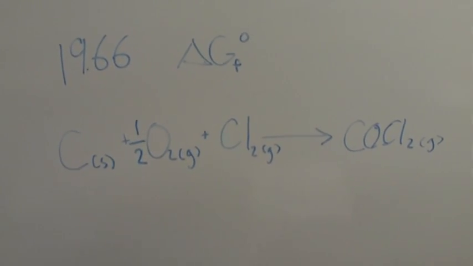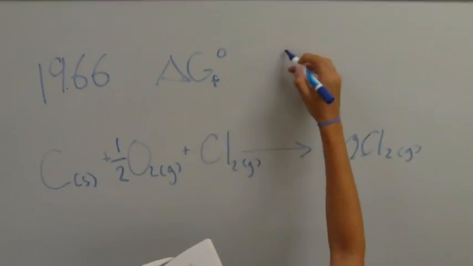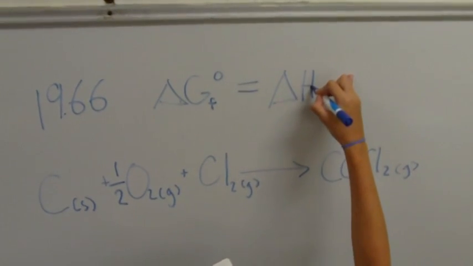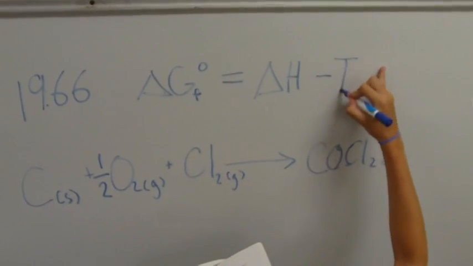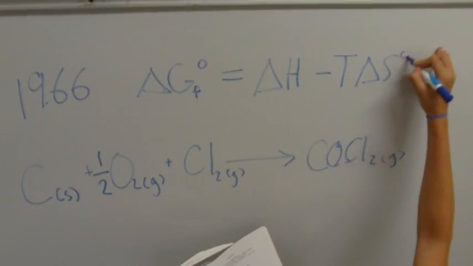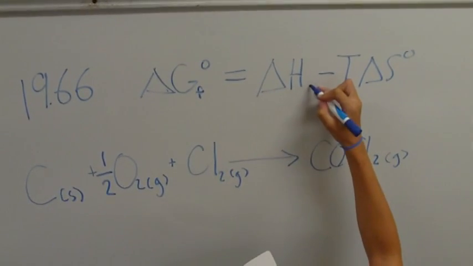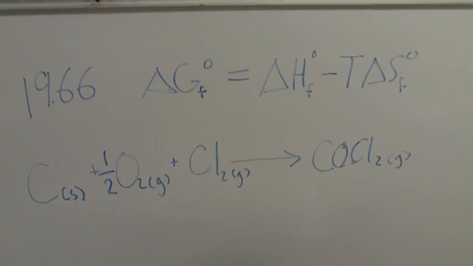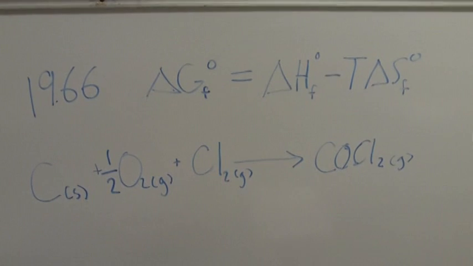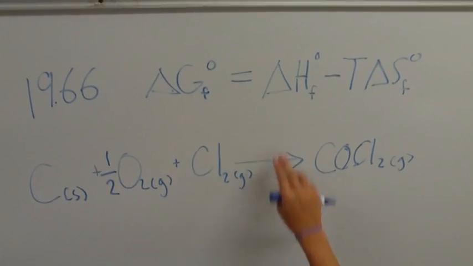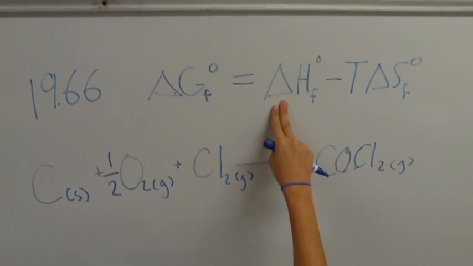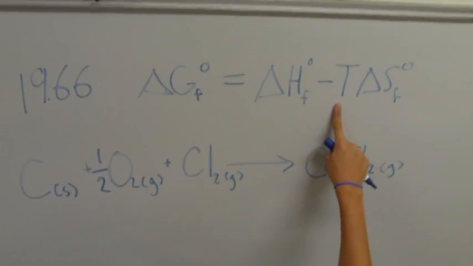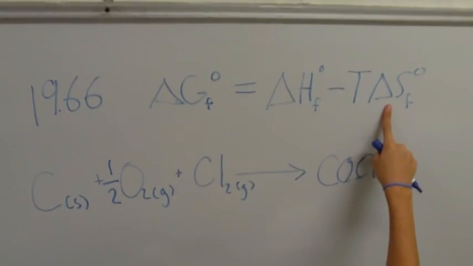And then we're going to use the equation delta G equals delta H minus temperature times delta S. And since we want the delta G of formation, we're going to use the delta H of formation and the delta S of formation as well. The first thing we need to do, they gave us delta H of formation in the problem, and they gave us the temperature. So we need to find our delta S of formation, basically.